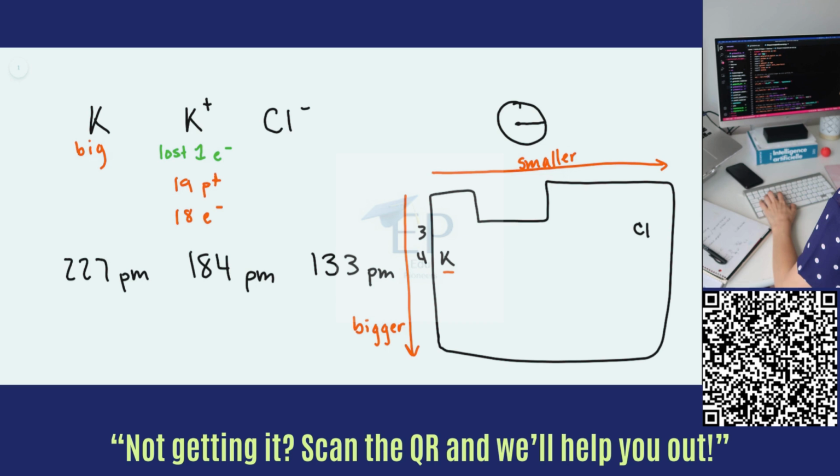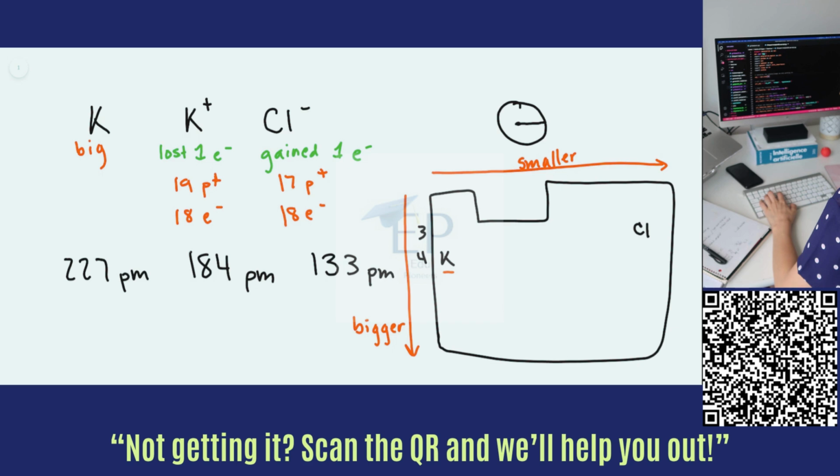All right. Now let's look at chlorine and talk about what that minus sign means. For chlorine, the minus sign means that it has gained one electron. It has one extra negative charge. If we look at its atomic number, it would have started out with 17 protons and 17 electrons. However, that one extra electron now puts it at a total of 18.